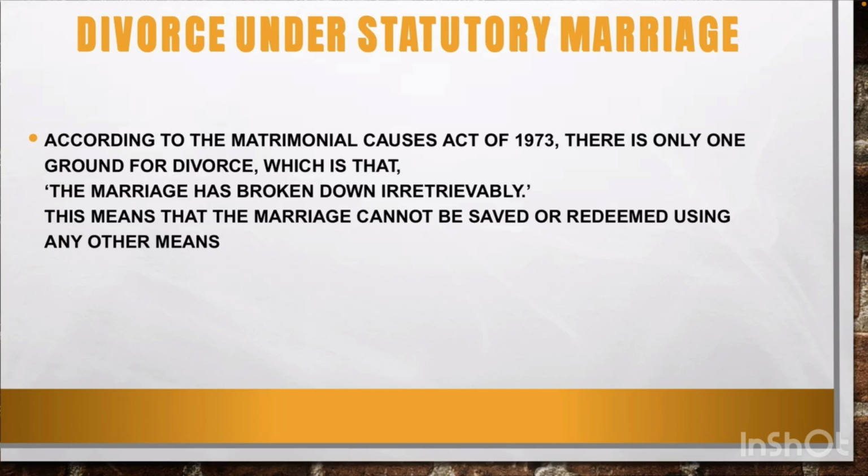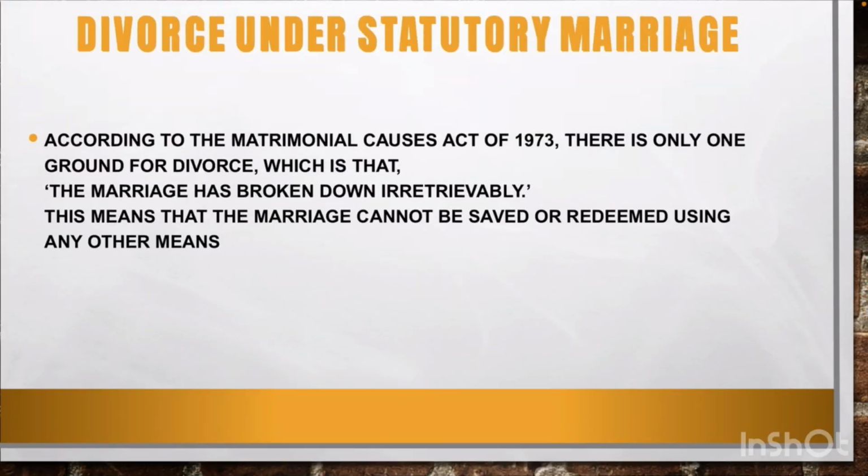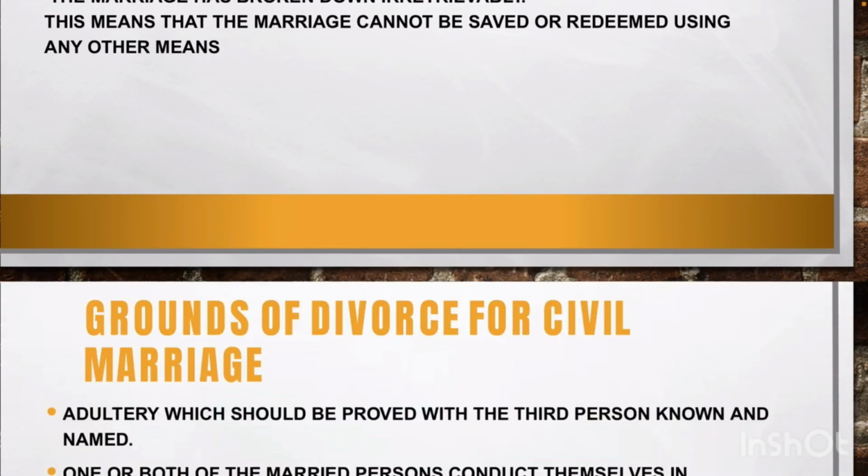This means that the marriage cannot be saved or redeemed using any other means. The two parties cannot agree. The two parties cannot get along anymore. So the marriage has broken down irretrievably. Now, grounds for divorce in civil marriage. Understand this one clearly. I've said there is only one ground of divorce under statutory marriage, which is the marriage broken down irretrievably, which can be caused by one.